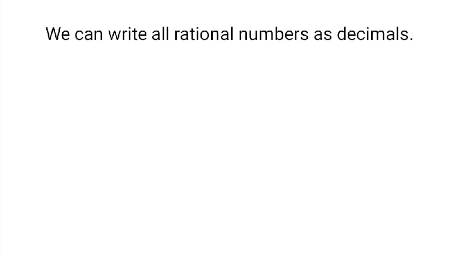We can also write all rational numbers as decimals. So some decimals are rational numbers, but all rational numbers can be written as decimals. Let's start with an easy one of -3 and 7/8.